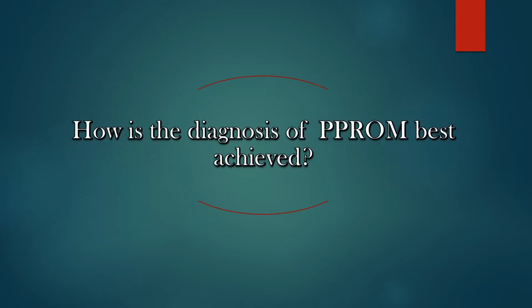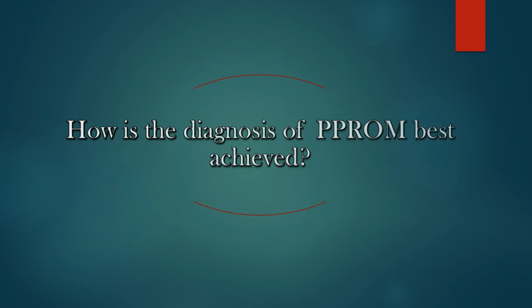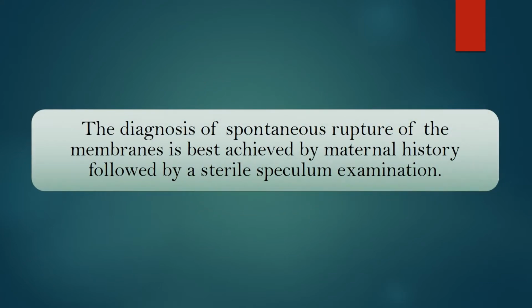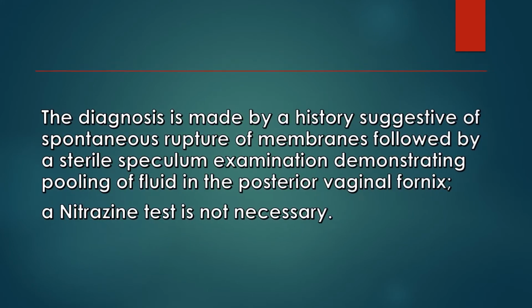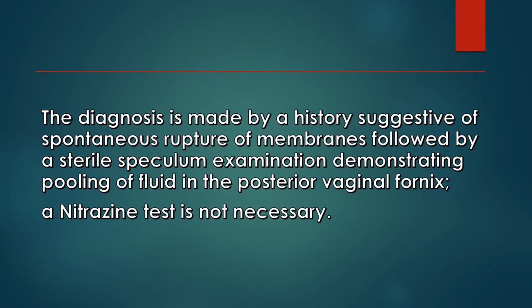How is the diagnosis of preterm prelabour rupture of membranes best achieved? The diagnosis of a spontaneous rupture of membranes is best achieved by maternal history, followed by a sterile speculum examination. The diagnosis is made by a history suggestive of a spontaneous rupture of membranes, followed by a sterile speculum examination demonstrating pooling of fluid in the posterior vaginal fornix. A nitrazine test is not necessary.